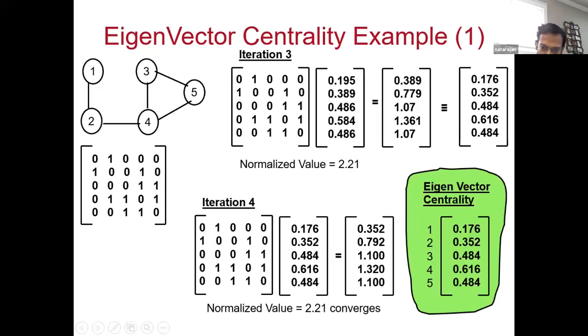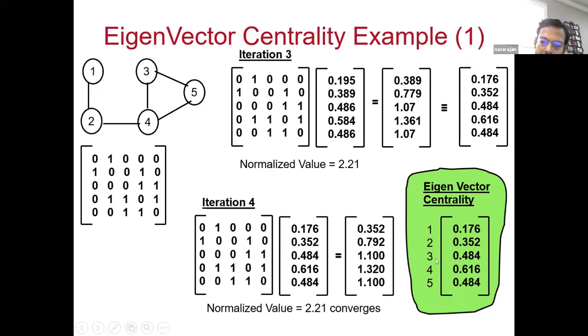So we continue the iterations. Again, we can continue as long as the number of vertices. In this case, with 5 vertices, we could go for 5 iterations. But what we could also do is see when the normalized value is converging. So I just consider 2 decimal places. In the third and fourth iterations, the normalized value I get is 2.21, which is the same in both iterations 3 and 4. So I could stop at the end of the 4th iteration.